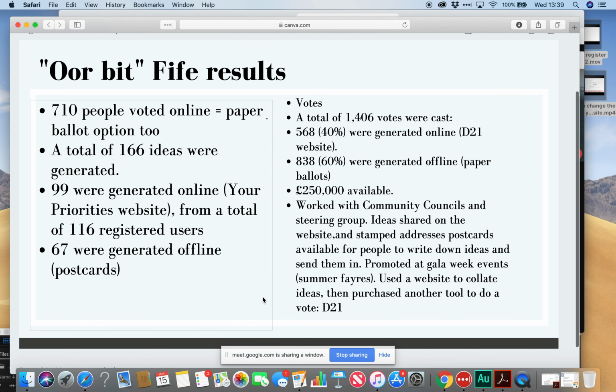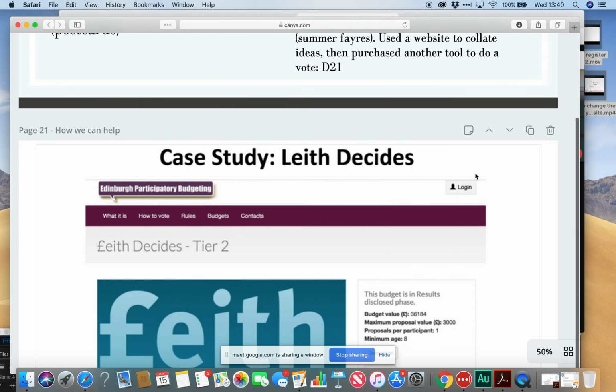Urbit Fife results. Out of a total of 1,406 votes that were cast, 710 people voted online. So that's quite a lot. It's almost a 50-50 divide with voting online and offline. And out of a total of 166 ideas that were generated, 99 were generated online on the website. So that's just some statistics there for you.